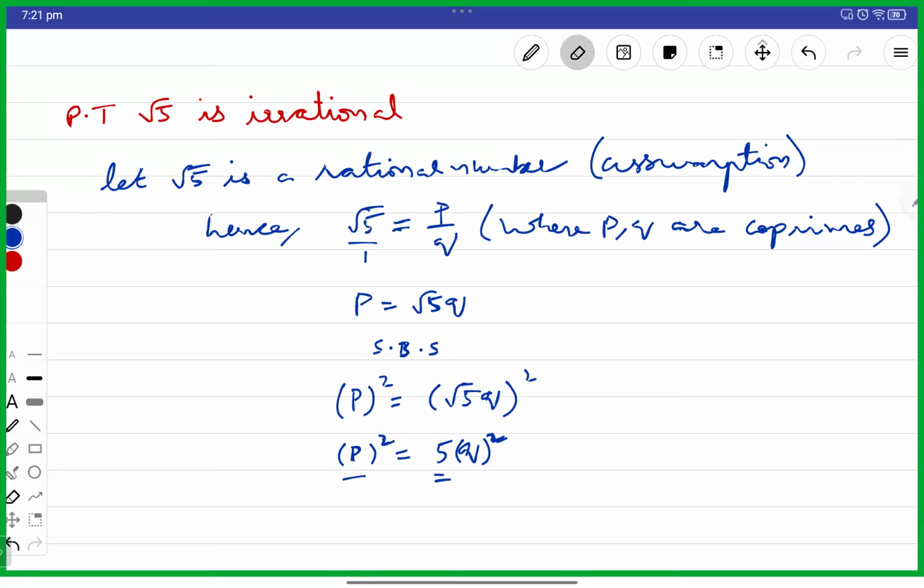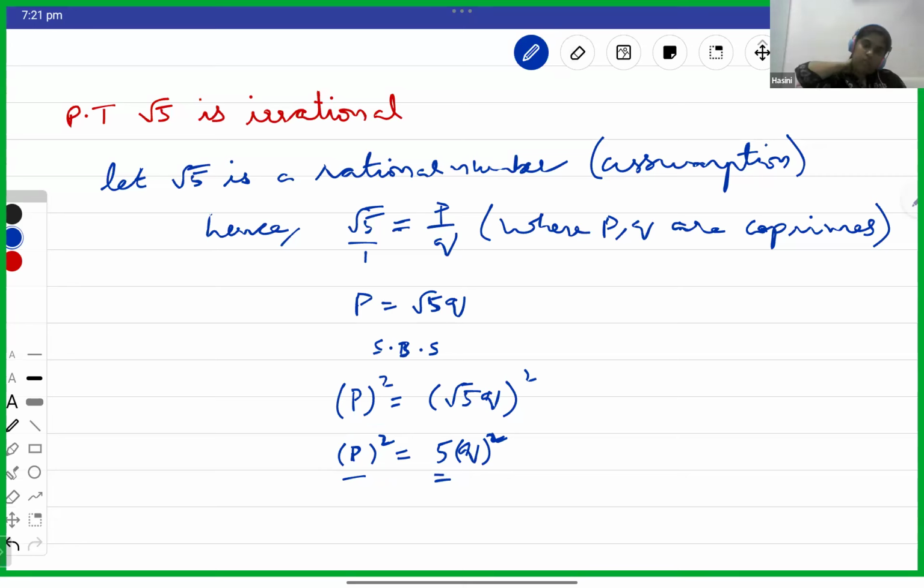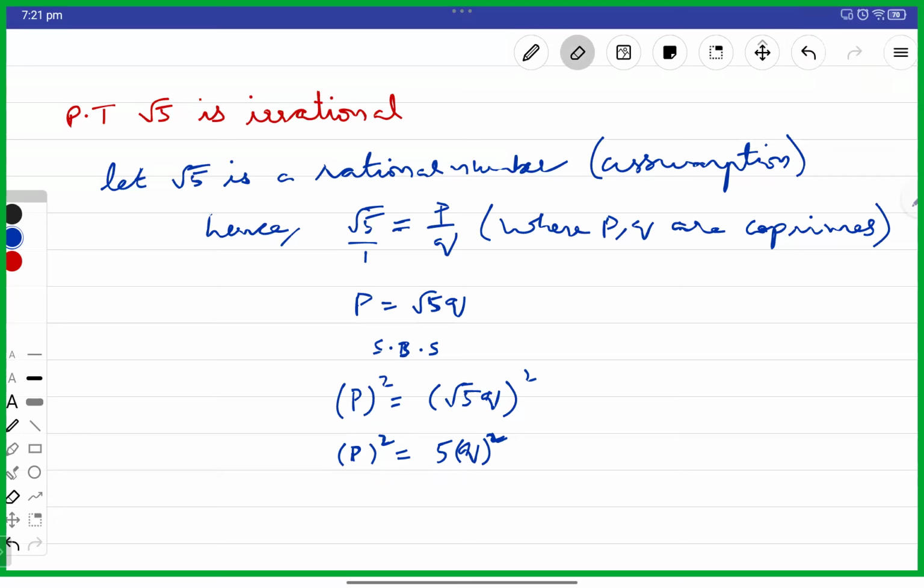This equation means that p square is exactly divisible by 5. Q square is like the quotient. Like 15 is 3 into 5, where 5 is the quotient, and here p square is divisible by 5. Similarly, p square is divisible by q square also, then 5 into q square will be the quotient if we divide with q square, but we require that 5. So here we are writing.